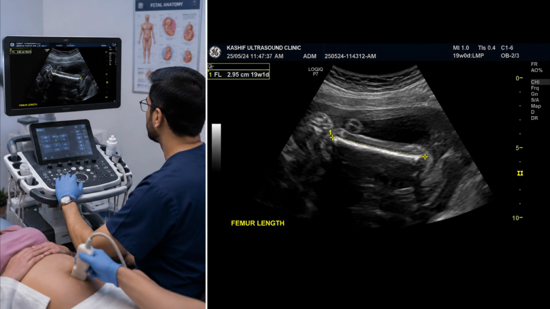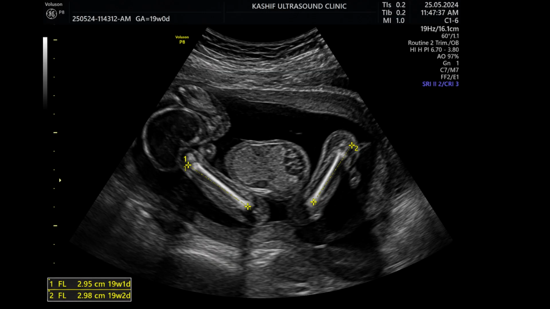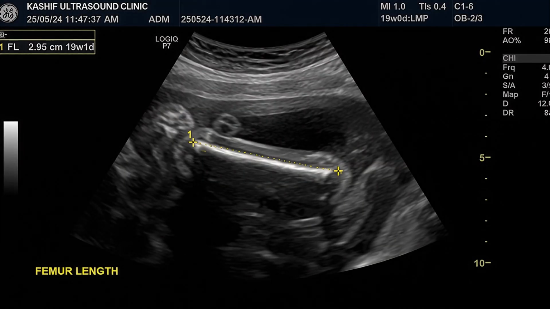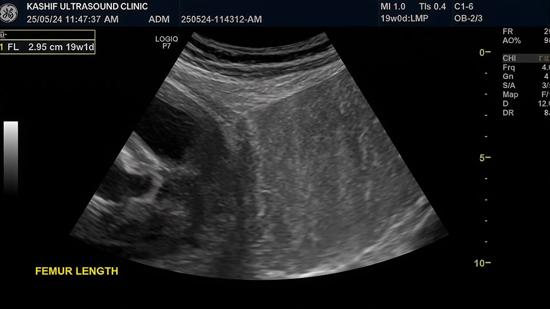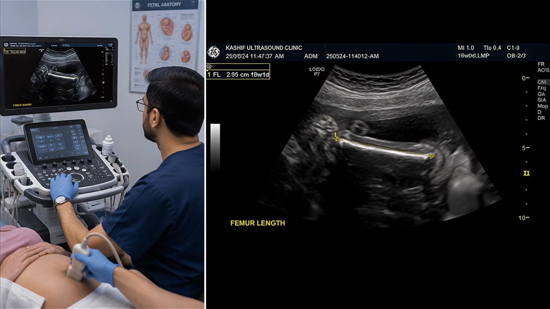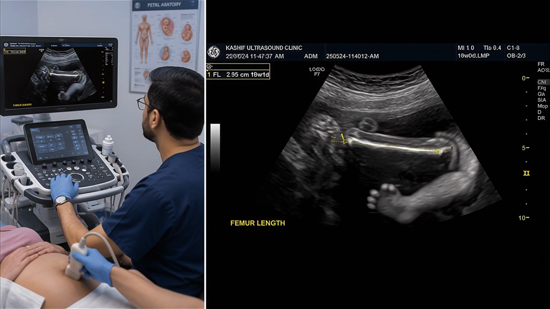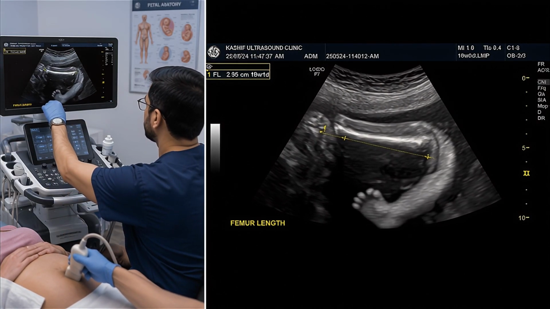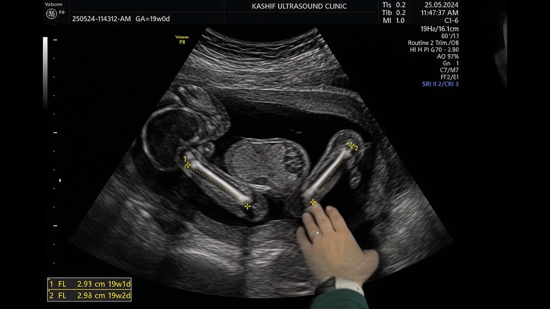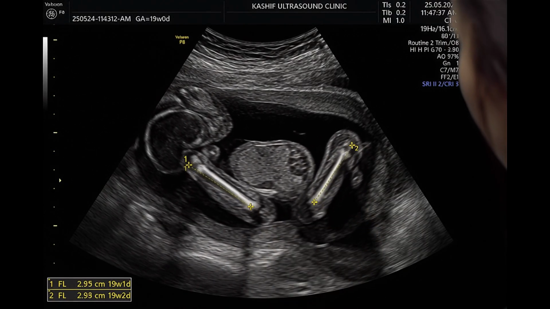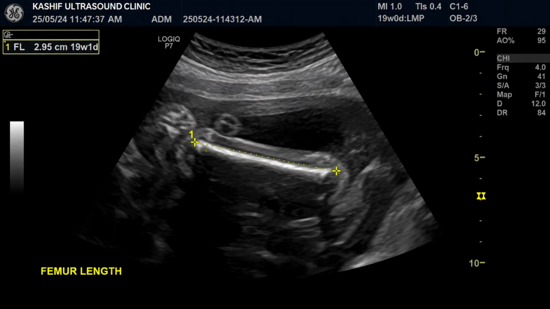Patient position. Mother lies comfortably in the supine position. Slight left lateral tilt if needed. Ensure maternal comfort. How to obtain the correct femur view. The femur should appear straight, horizontal if possible, entire shaft visible, bright echogenic bone. Both ends clearly visualized.